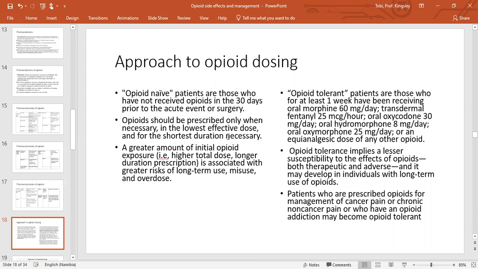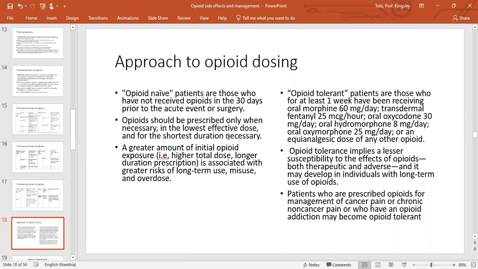All right, the reason is because a greater amount of initial opioid exposure will be associated with greater risk of long-term use, misuse, and overdose. So for opioid naive patients, great caution needs to be exercised in prescribing opioids. If pain relief can be achieved by any other means, or any other multimodal approach is better. But if opioid is indicated, which is a gold standard anyway, you must start with the lowest effective dose.